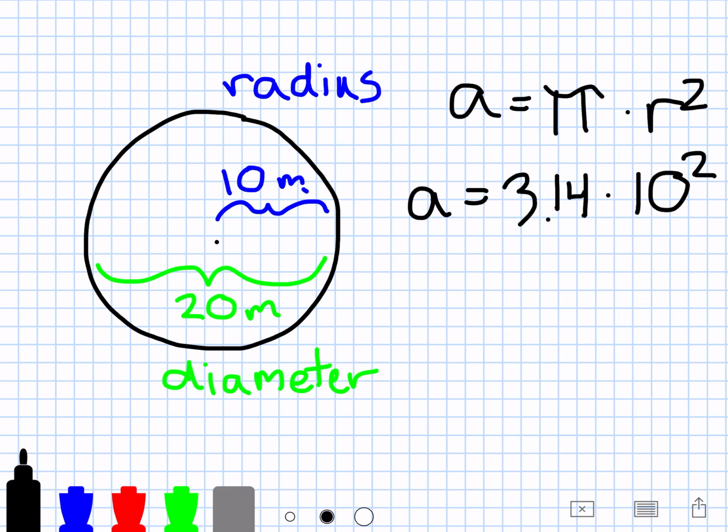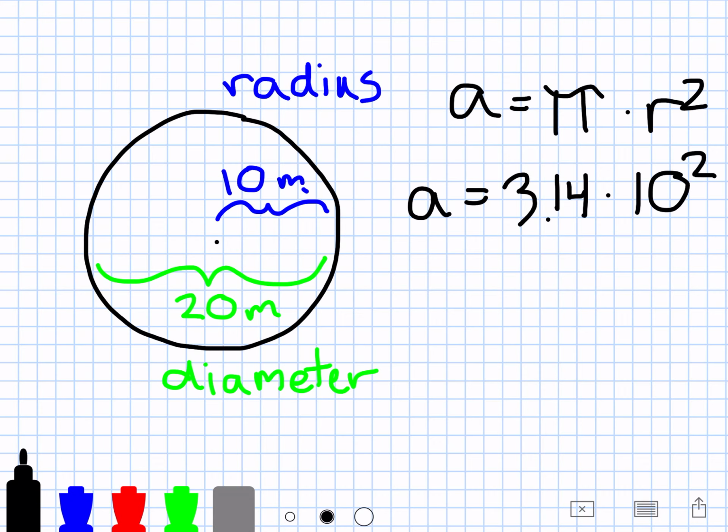Now, I have to review something really quickly because one of the most common mistakes I see in 5th and 6th grade students is they'll look at that 10 squared and think that means 10 times 2. Check yourself. Remember that squared means you multiply 10 by itself twice. That does not mean 10 times 2. That means 10 times 10. Now think, when you do 10 times 10, that equals 100.